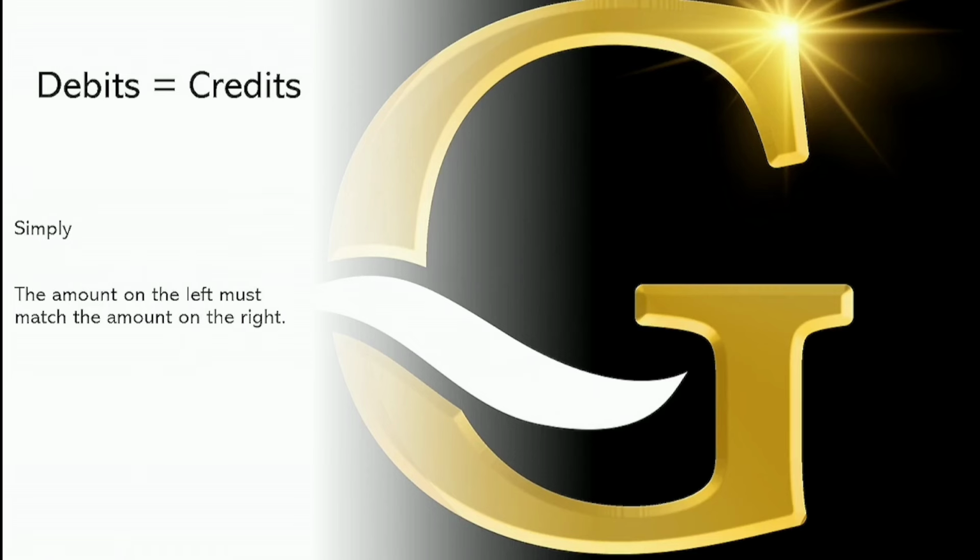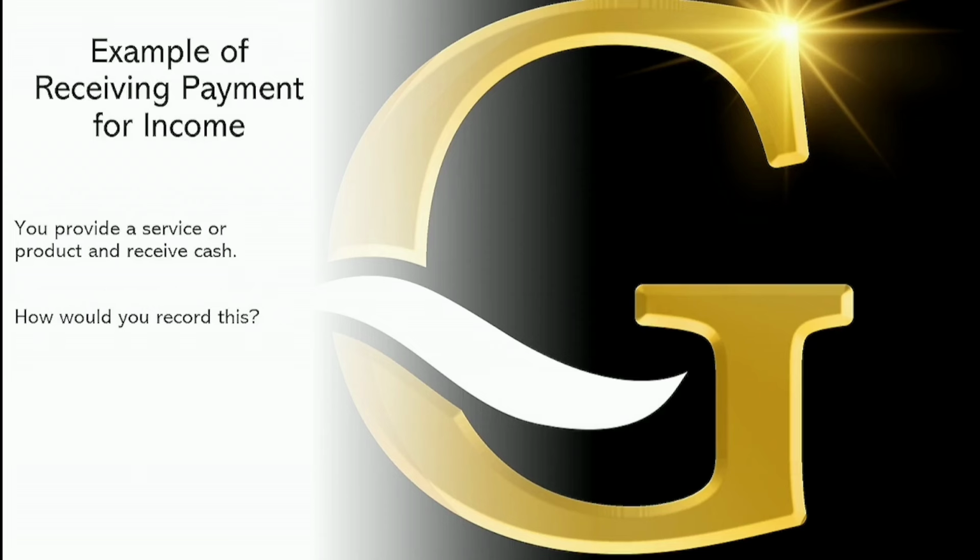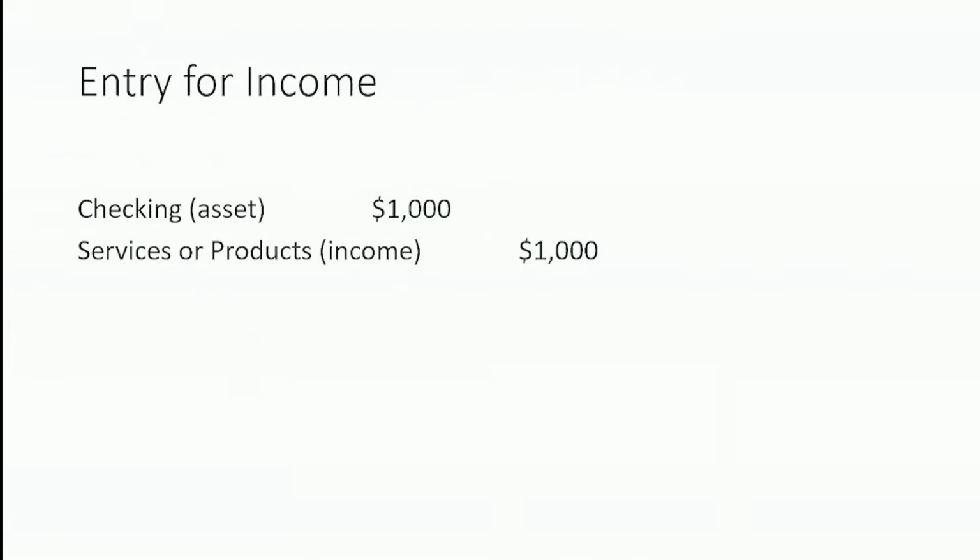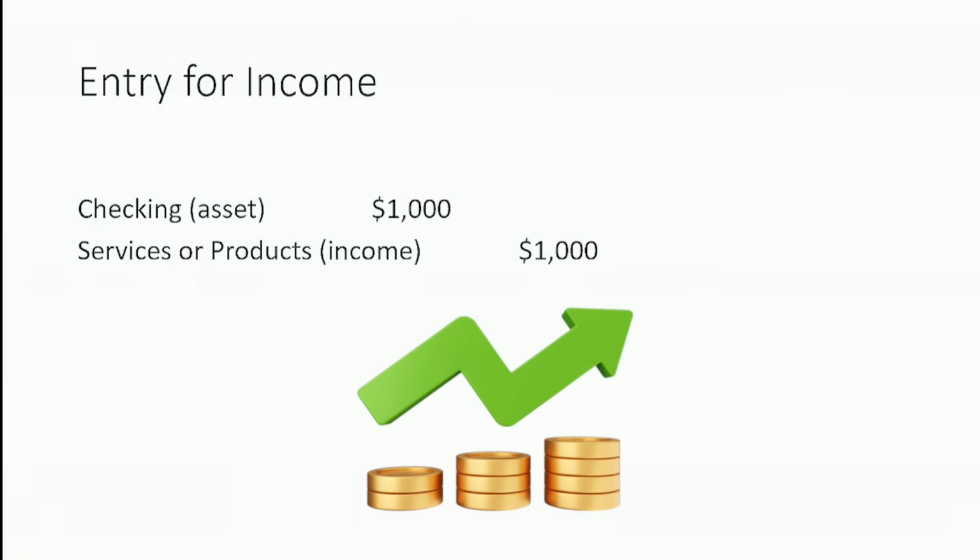Now let's go through some examples. An example of receiving a payment on income. You provided a service or a product and you received cash. Let's say $1,000. How would you record this? Simply put, your checking account increased $1,000 and your sales, your services, your products increased as well. So it's going to be a credit of $1,000.